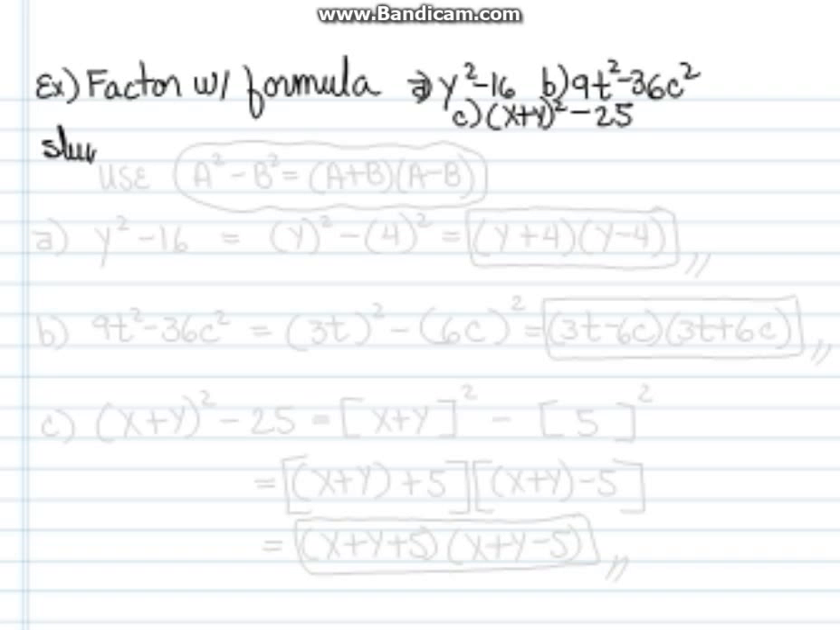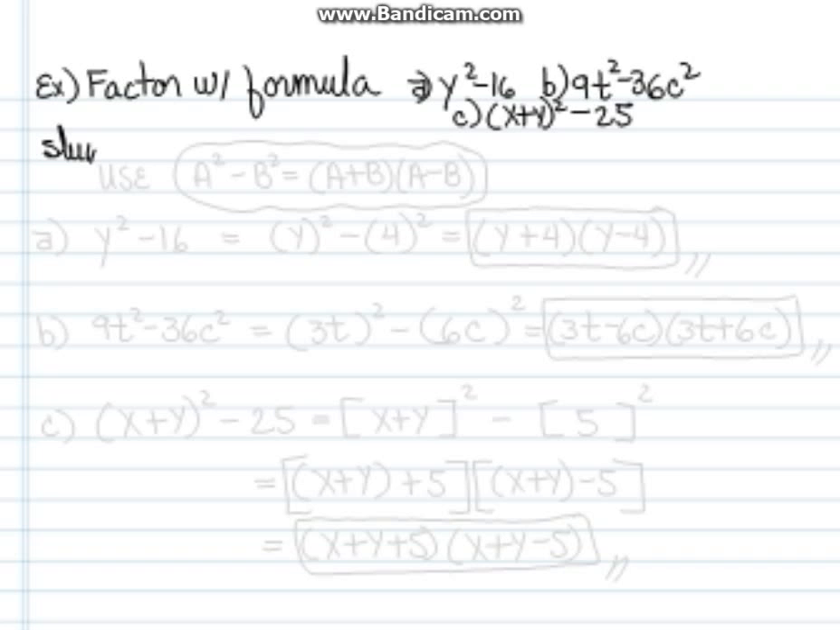We're going to factor with the formula three different polynomials. The first one, A, is y squared minus 16. The second one, B, is 9t squared minus 36c squared. And the third one is part C. It's (x plus y) squared minus 25. So all of these, well, let's look at the first one.